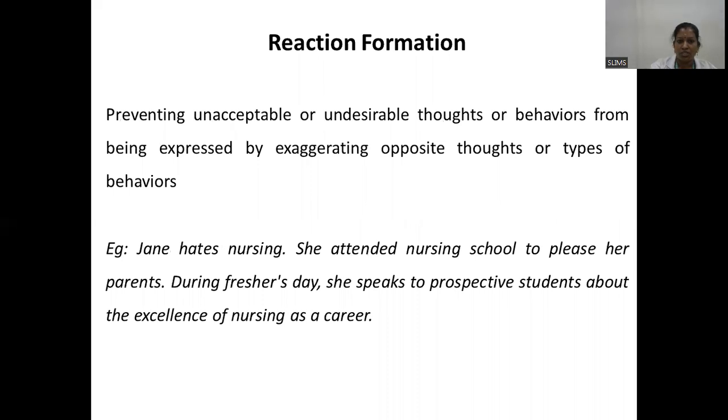Reaction formation: preventing unacceptable or undesirable thoughts or behaviors from being expressed by exaggerating opposite thoughts or types of behavior. Example: Jan attended nursing school to please her parents. During Precious Day, she speaks to students about the excellence of nursing as a career.